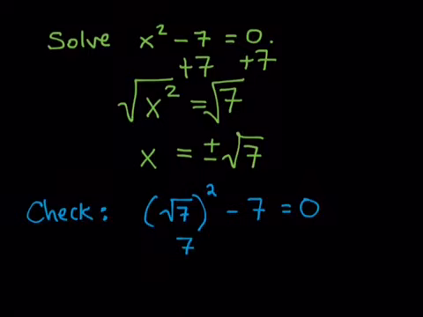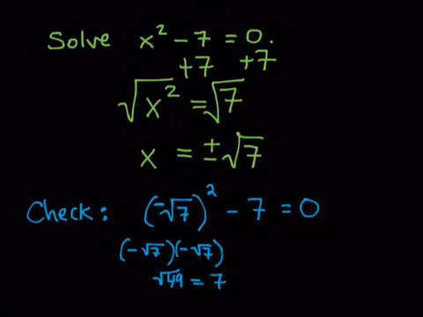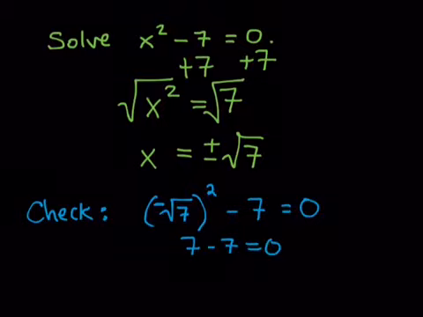So I end up with 7 minus 7 equals 0, and that checks out. Then I also want to check the non-principal root, the negative square root 7. So now negative square root 7 times negative square root 7, well, a negative times a negative is a positive, and then square root 7 times square root 7 is square root 49. So that again becomes 7. So in the case for the non-principal root, we also end up with 7 minus 7 equals 0, which also checks out.